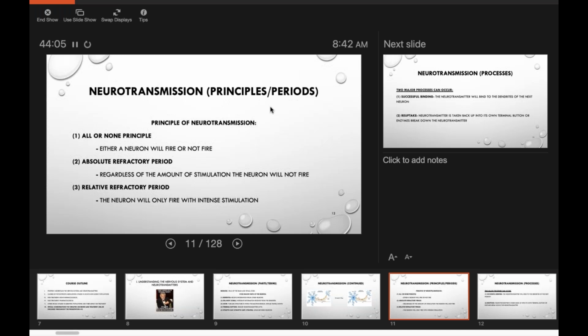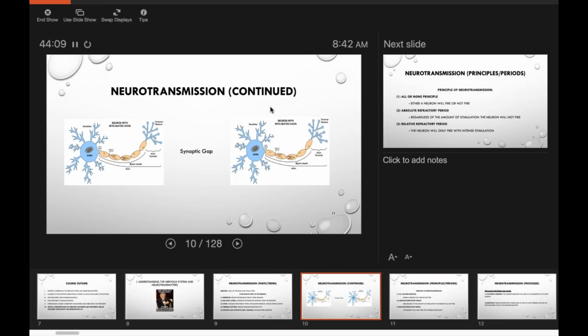So this is where we run into problems. I already talked about reuptake, where we release our neurotransmitters into the synaptic gap, and then it sucks it back into its own terminal button, and that's called what? Reuptake. Good. Or the second thing, Colleen comes in the door late.